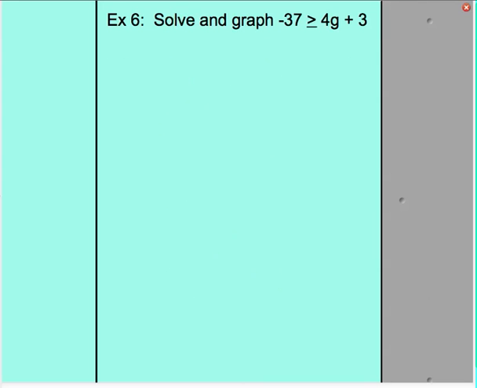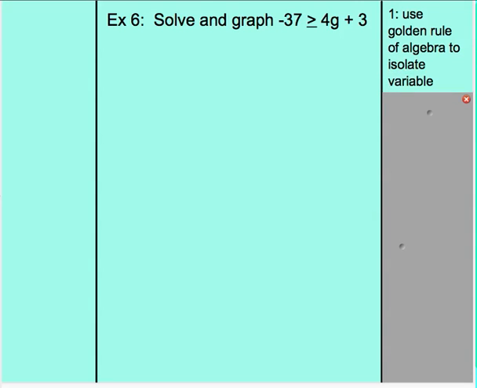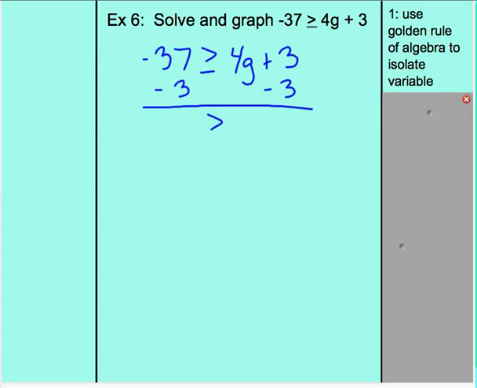Last example. Same thing, use the golden rule of algebra. Whatever you do to one side, you do to the other. So I'm going to start by subtracting 3 from both sides. Careful with your negatives here. Negative 37 plus negative 3 is negative 40. Dividing both sides by a positive 4. The value I'm dividing by is positive, so my inequality stays the same direction, and we get negative 10.